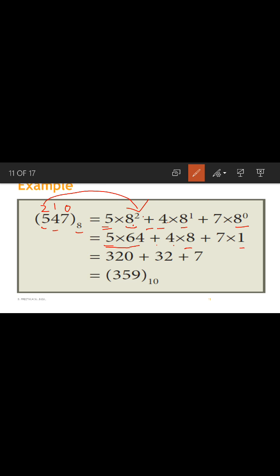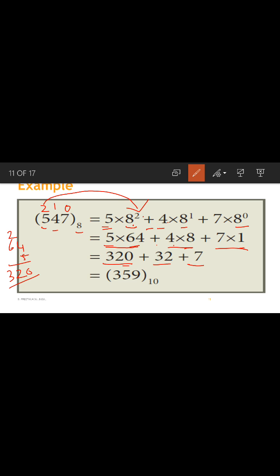So 5 into 64. You can also multiply it separately and see. So 5 4s are 20, 0, remainder 2, 6 5s are 30 plus 2 is 32. So total 320. So 5 into 64 is 320, plus 4 into 8. 4 into 8 is 32, plus 7 into 1 is 7.